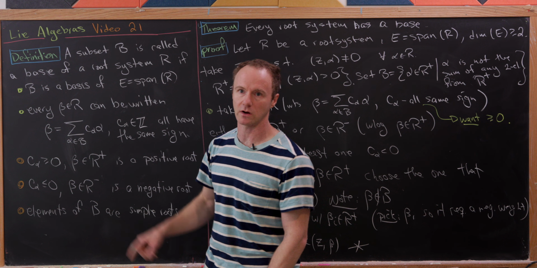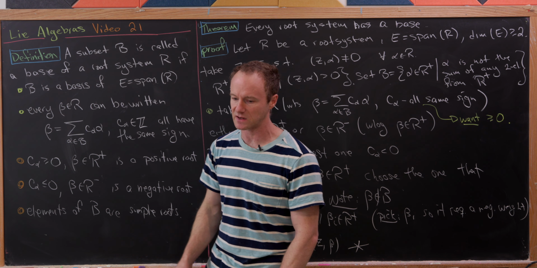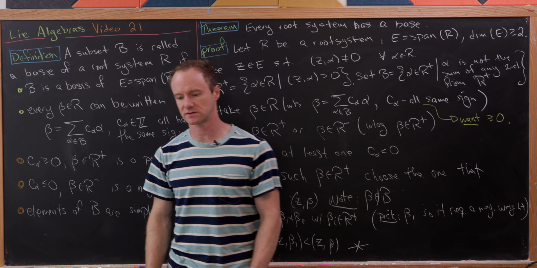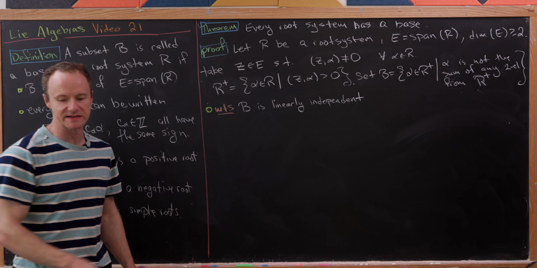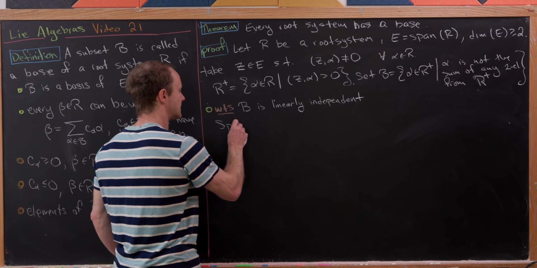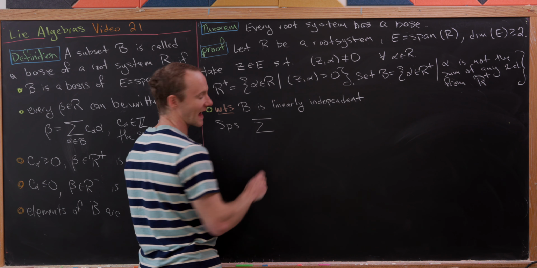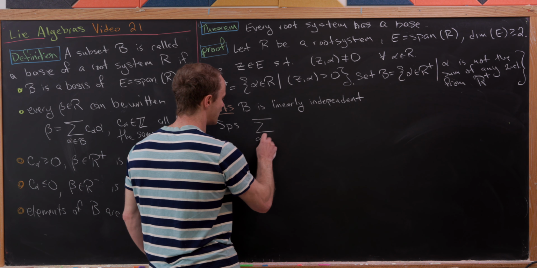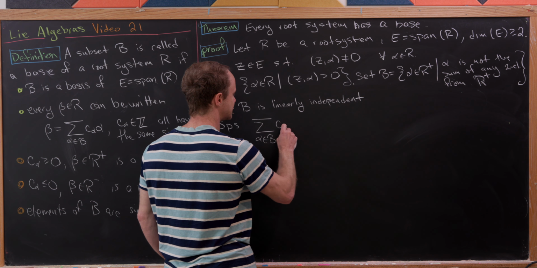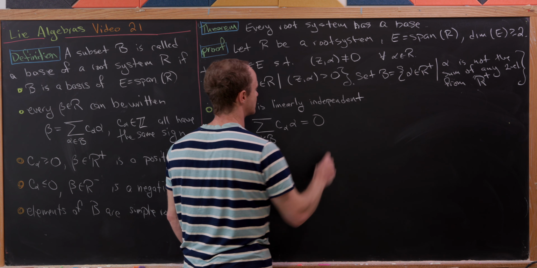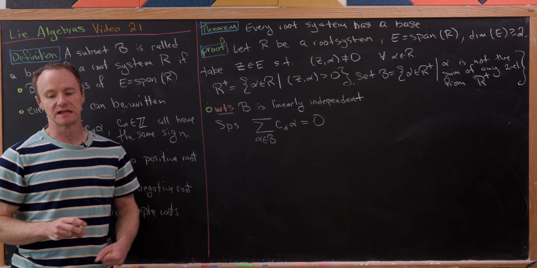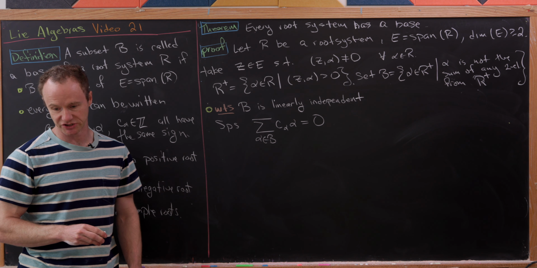Now we need to do the next part of being a basis, which is linear independence. Okay, now moving on to showing that B is linearly independent, let's suppose we have the sum over alpha in B of C alpha times alpha is equal to 0. So we've got a would-be linear dependence relation.